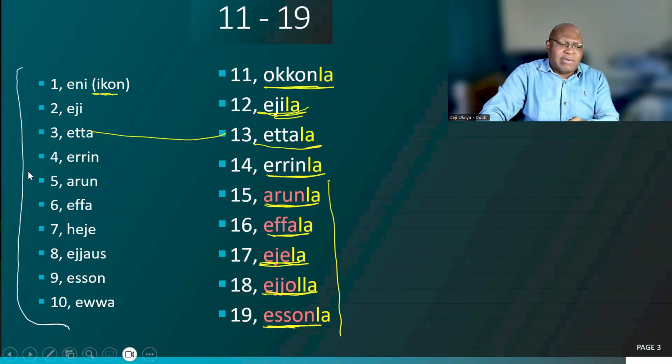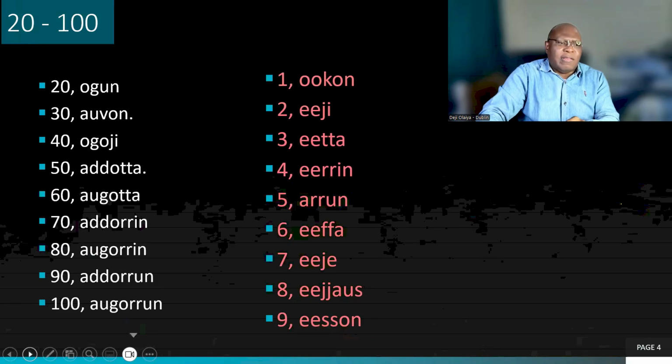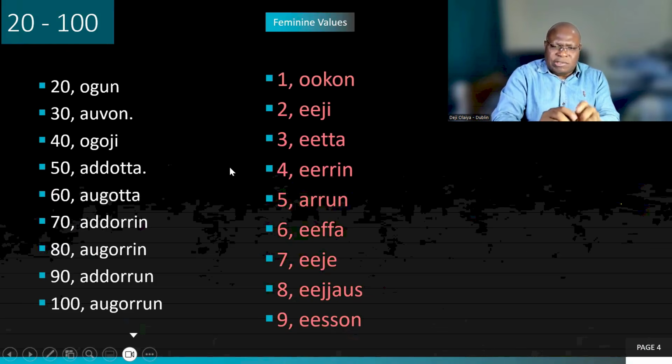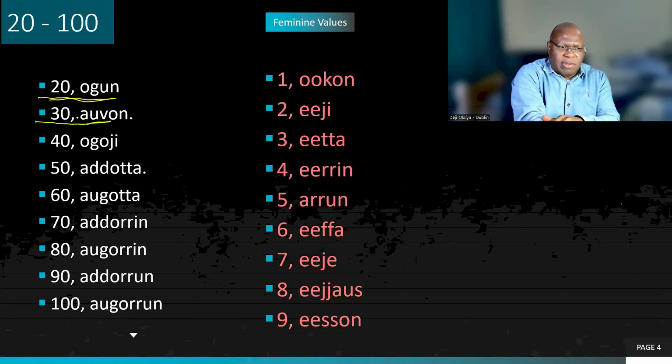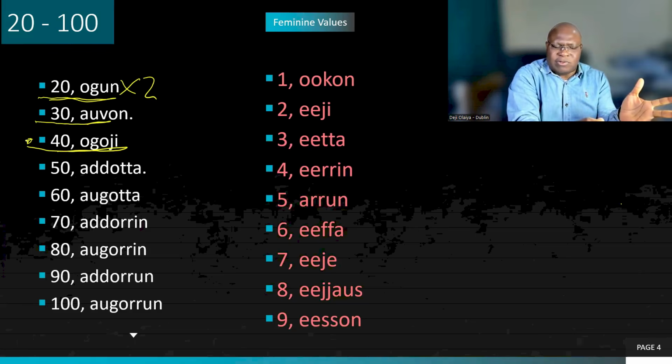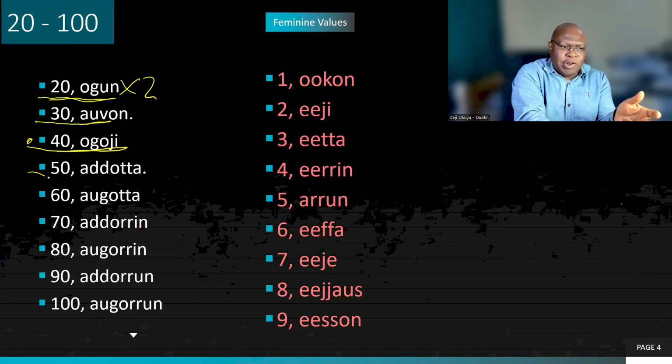But right now, we are going to count from 20 to 100. 20 in Yoruba is Ogun. 30, Ogbon. 40, Ogoji. Ogoji means Ogun Meji, which means 20 times 2. That's where you got 40 from, which is mathematical. 50, Àádọ́ta.